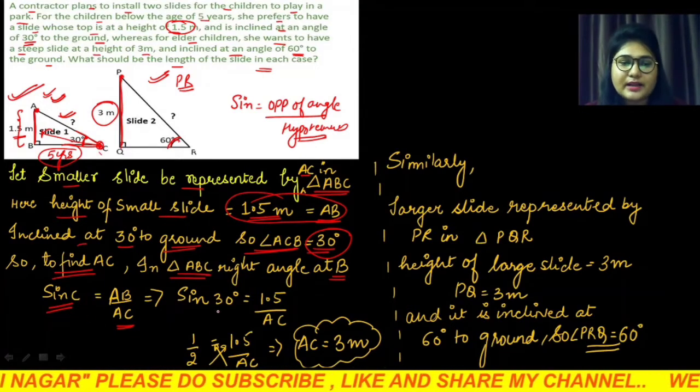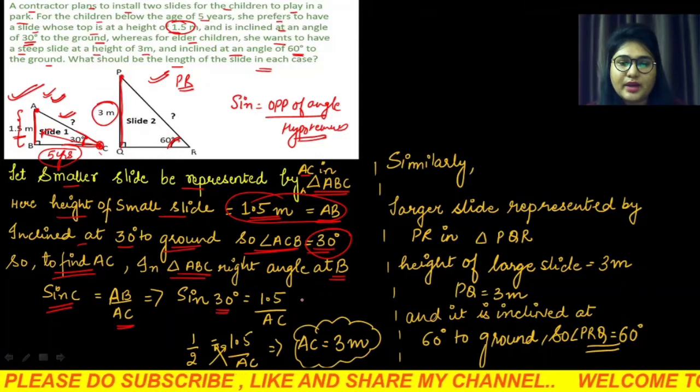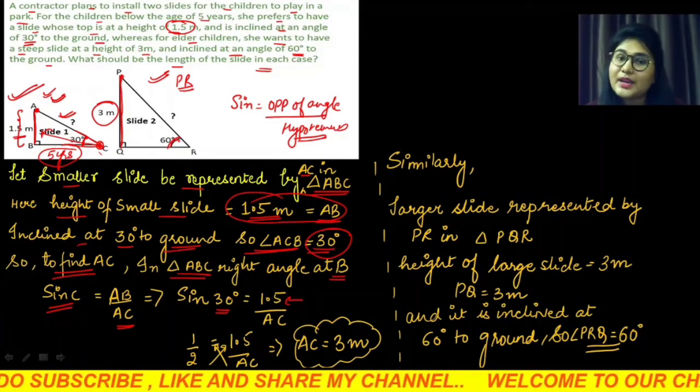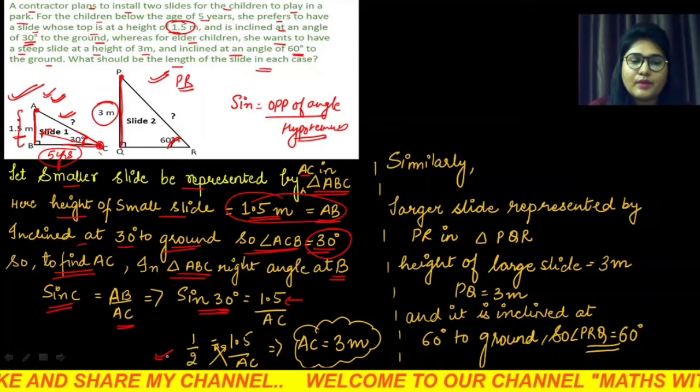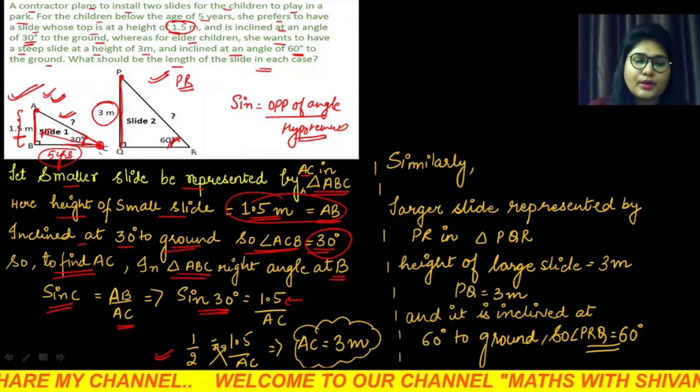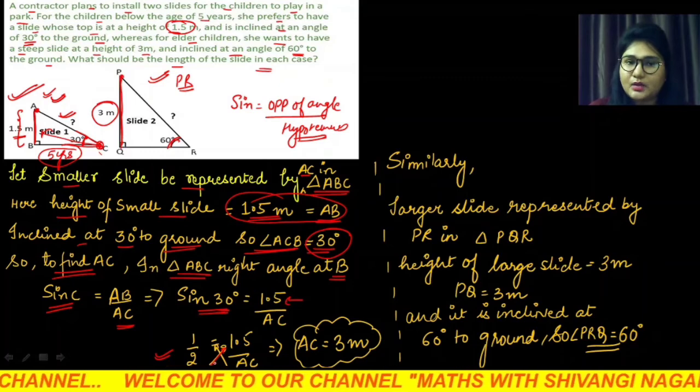And what is the angle C? Angle C here is 30 degrees. AB we are given 1.5. So on plugging in all the values, what are we getting here? Sine 30 is 1 by 2. So what are we doing? We are cross multiplying the quantities.